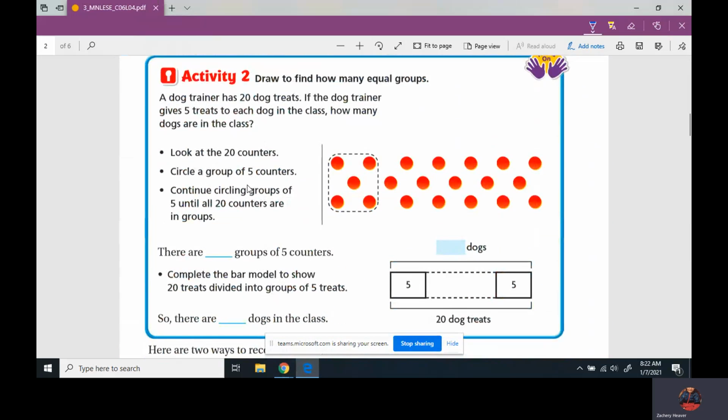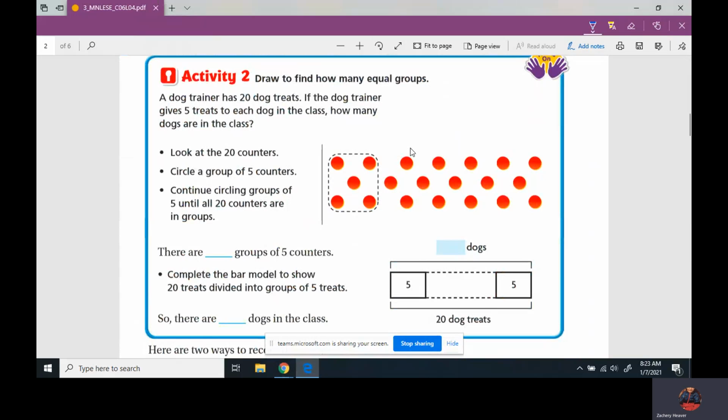This is what we did yesterday. We're going to draw circles to find the groups. So a dog trainer has 20 dog treats. If the dog trainer gives 5 treats to each dog, how many dogs are in the class? So they have 20 dog treats and each dog gets 5. So what we got to do is we got to circle 5. They've done the first one for us.